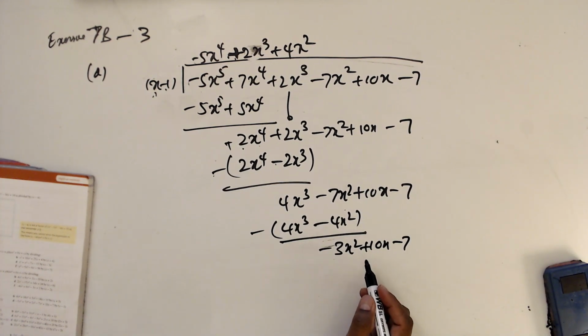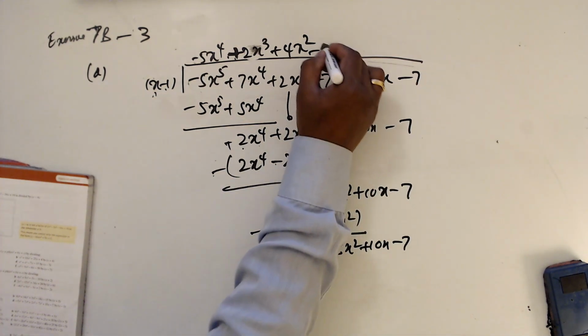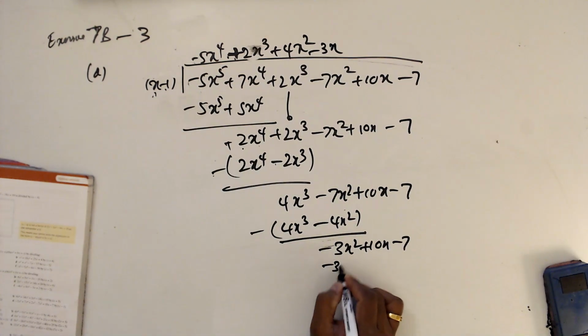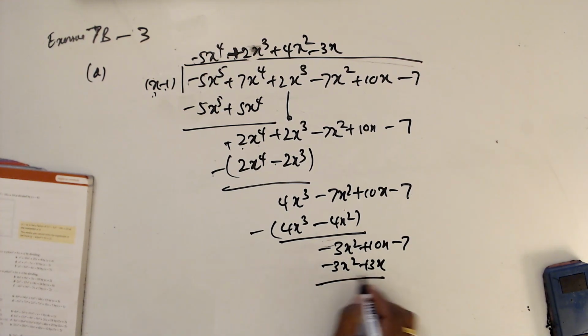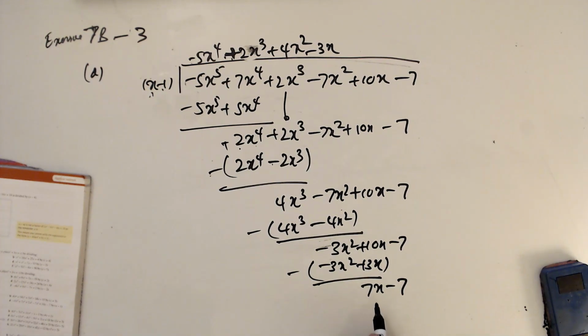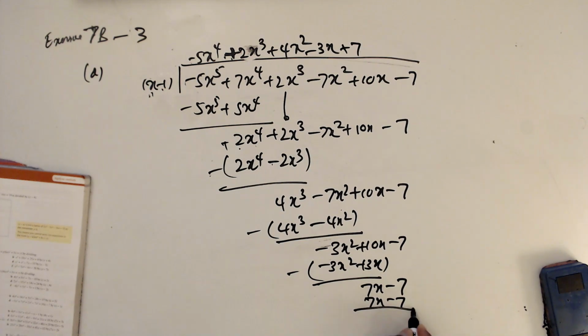Now how many x go into minus 3x squared? It is going to be minus 3x. So minus 3x times x is minus 3x squared, then plus 3x. So we will minus those two together. So this is going to be 7x minus 7. Then how many x go into 7x? Plus 7. Then this is going to be 7x minus 7, which is 0.